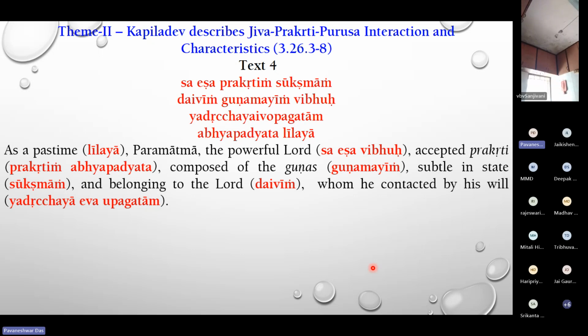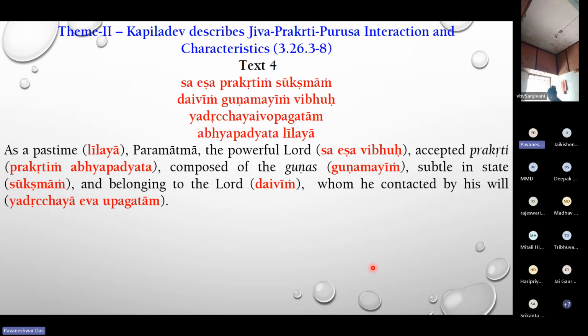Saisha prakritim sukshmam daivim gunamayim vibhuh. It is the Lord's Prakriti. The Prakriti consists of three gunas. As a pastime, leelaya, Paramatma, that is Mahavishnu, the powerful Lord, accepted Prakriti. Prakritim abhyapadyata. Who is Prakriti? Prakriti is made up of three gunas, gunamayim, composed of three gunas. And sukshma also, subtle in state. Prakriti is not an object of which you can say, this is Prakriti. It is very, very subtle, very difficult to define what it is. But it is composed of three gunas.